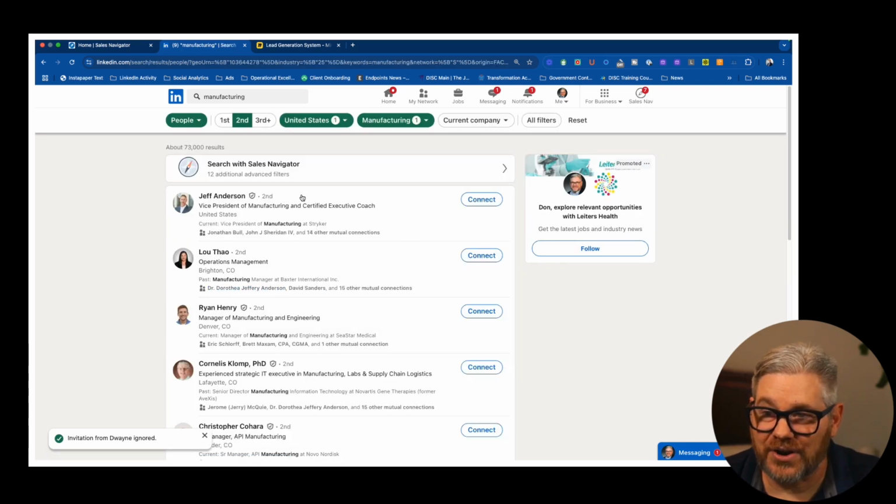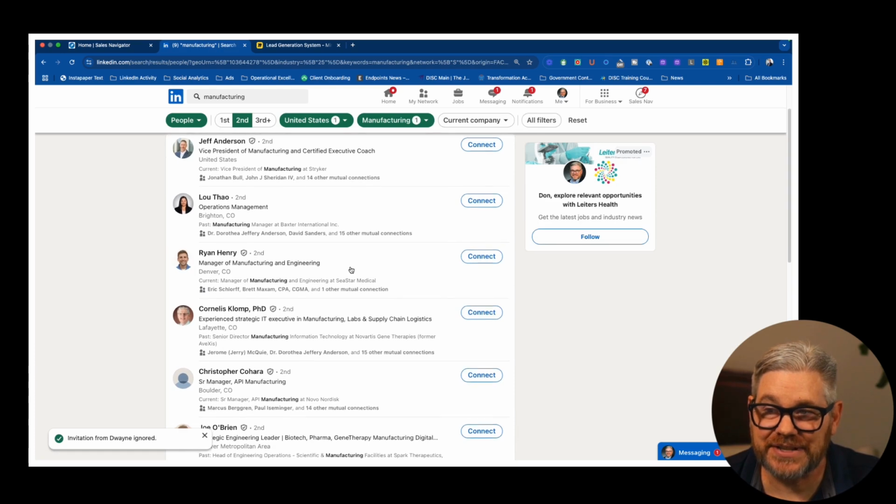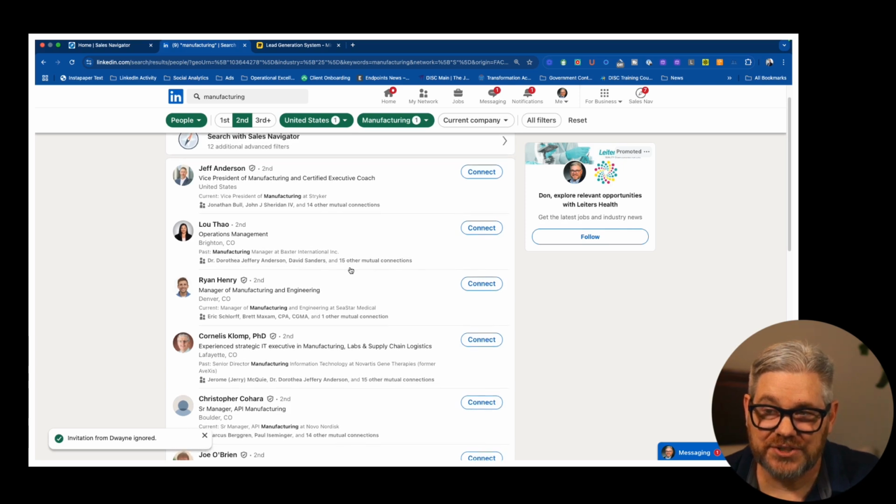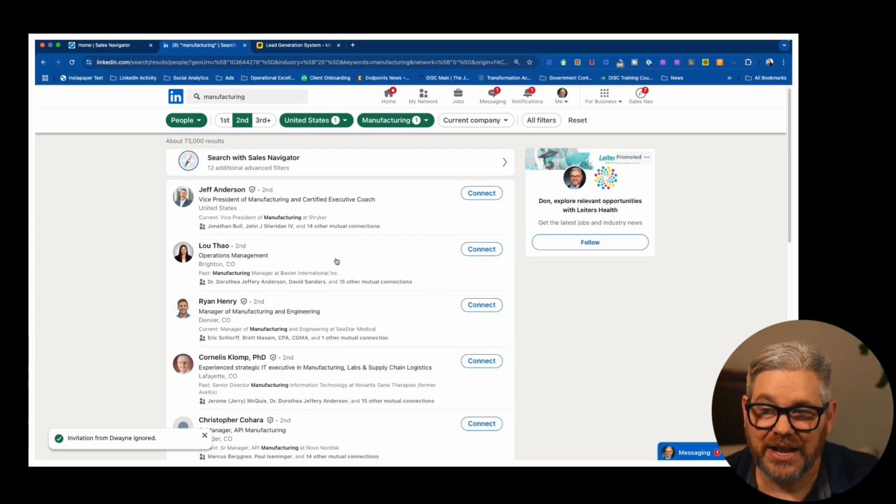So now here are all of the second level connections that I have in my immediate view to be able to connect to and try and get them then eventually on the phone related to manufacturing. So you could see Jeff here. He's a vice president of manufacturing. He's a certified executive coach. If I click on connect, I can send him a message.